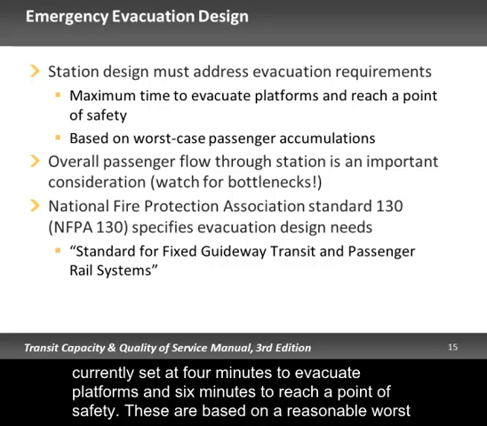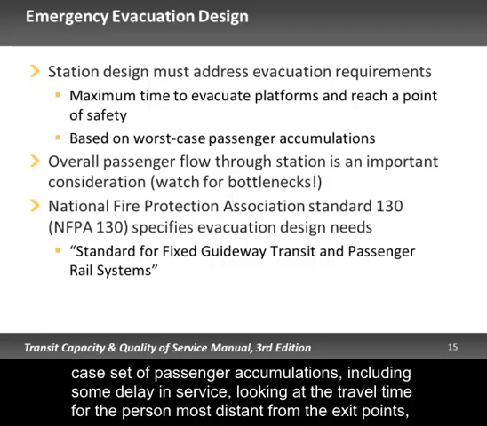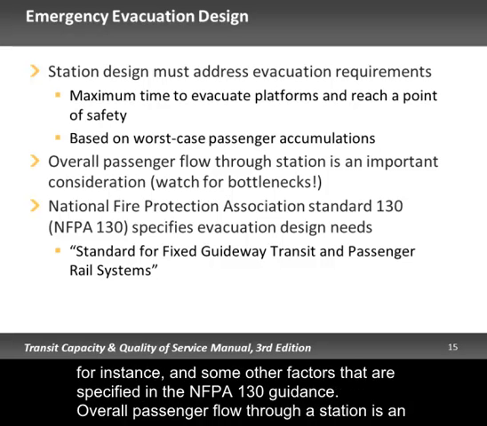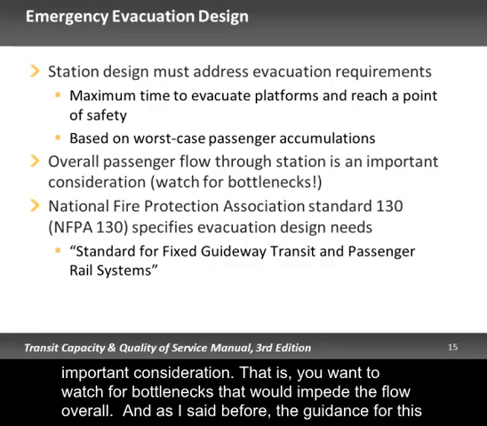safety. And these are based on a reasonable worst case set of passenger accumulations, including some delay in service, looking at the travel time for the person most distant from the exit points, for instance, and some other factors that are specified in the NFPA 130 guidance. Overall passenger flow through a station is an important consideration. That is, you want to watch for bottlenecks that would impede the flow overall.